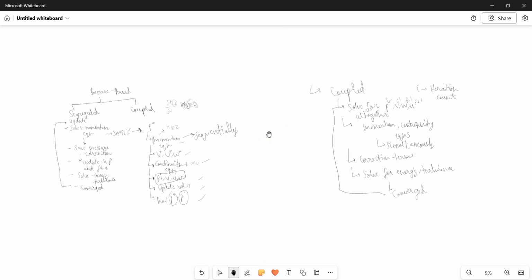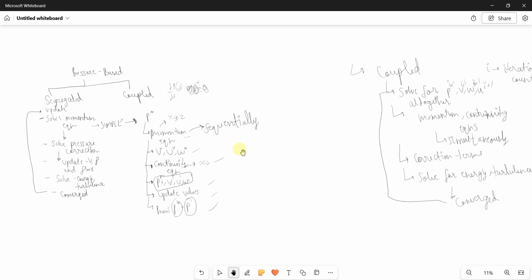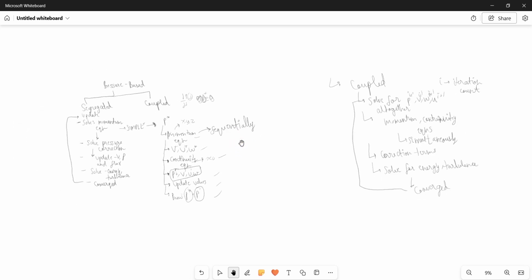So in a gist, I'll just explain it once again, because of course my handwriting is bad. So you have your segregated and your coupled under your pressure based equations. Under segregated, first it solves the momentum equation. It assumes a value of p, so we call it p star. Then you replace it in the momentum equation. You get values for v, u, and w, that is your v star, u star, and w star. The star is just demarcating that it is an assumed value.